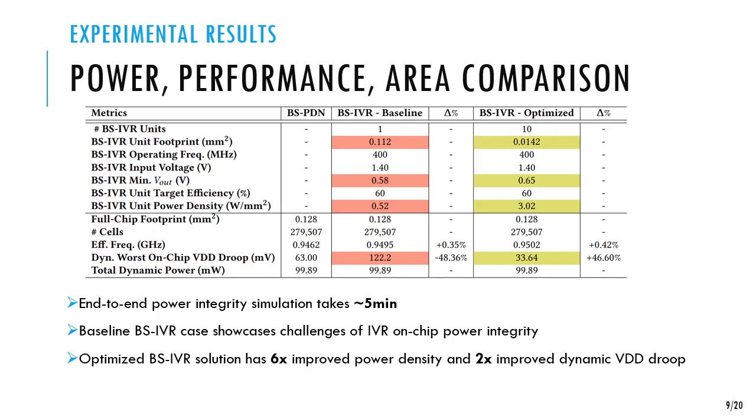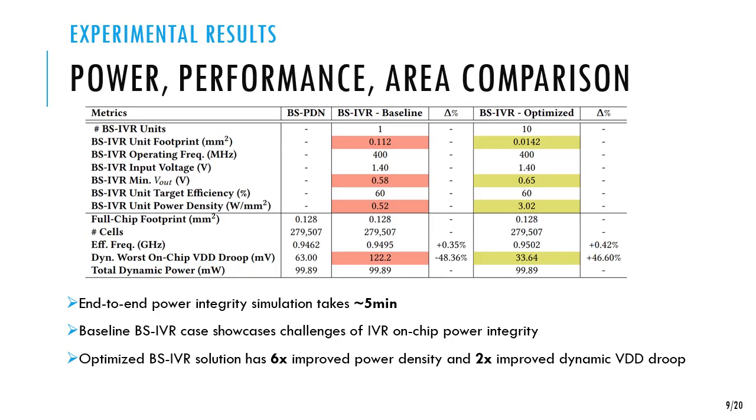After we have fully verified connectivity of our voltage regulator to the entire on-chip design, we compare the baseline and optimized backside IVR design cases with the no IVR case, which is just backside PDN. We see that our backside IVR baseline case actually increases the worst case on-chip VDD droop by about 50%, whereas the optimized case actually reduces the on-chip VDD droop by 50% compared to the backside PDN case with no IVR.